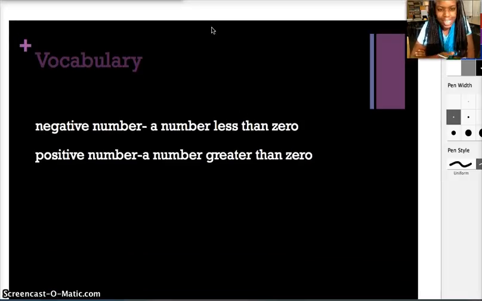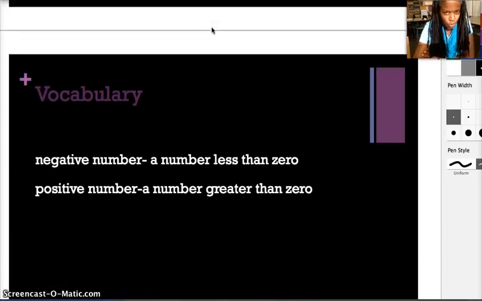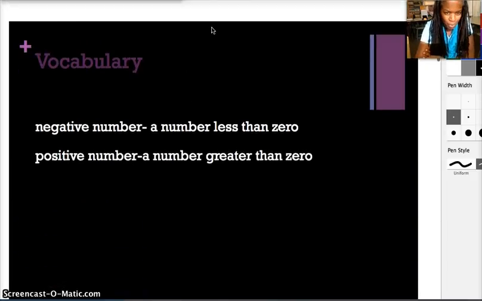So the first, negative numbers are any numbers that are less than 0. They usually have a little negative sign in front of them. And positive numbers are numbers that are greater than 0. Just note that 0 is neither negative nor positive.